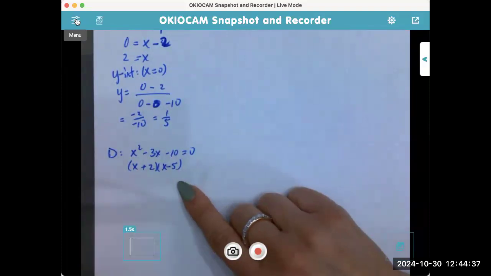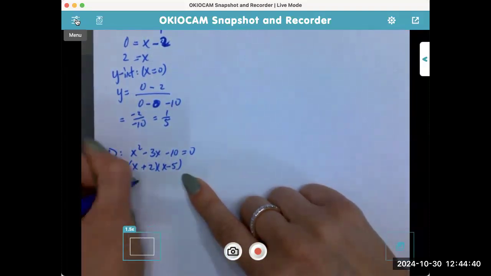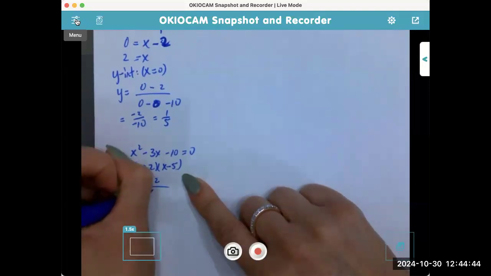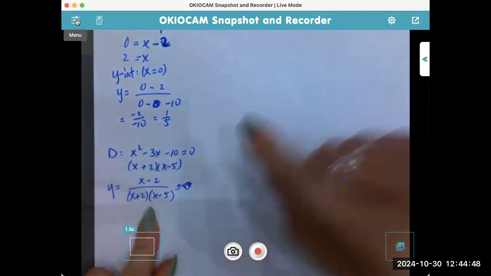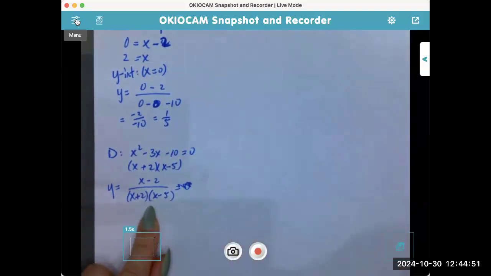So the reason why I did this, I had a hunch. If y equals (x - 2) over (x + 2)(x - 5)... no, we're okay. Sorry, I was thinking it was not in lowest terms, but we are in lowest terms, so we're good.